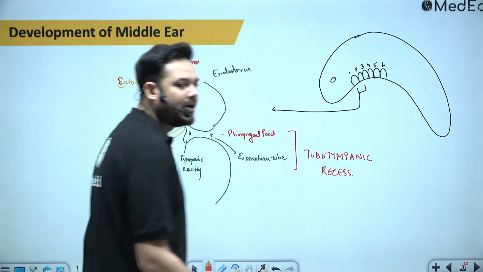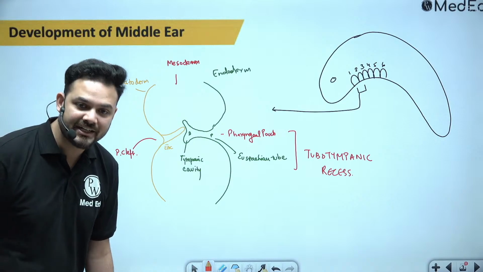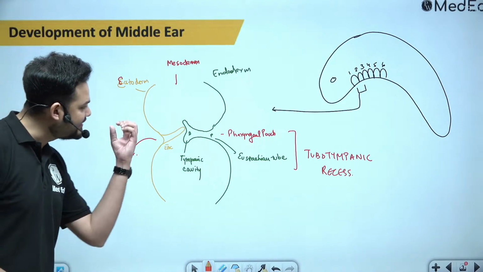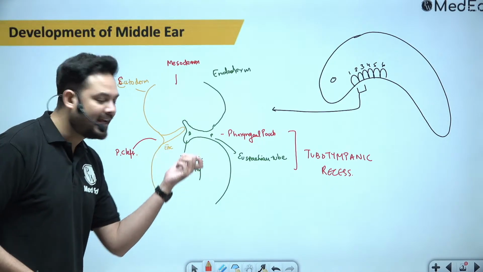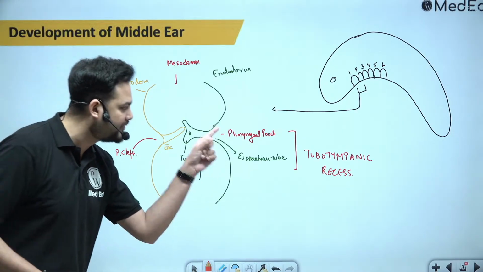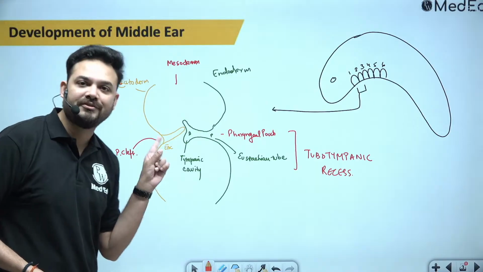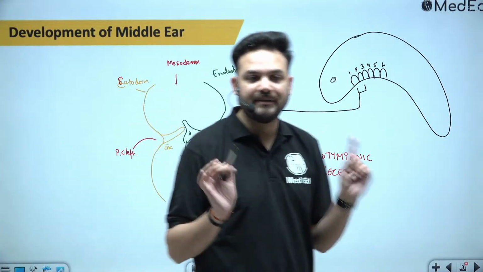So what is the tubo-tympanic recess? It is nothing but our first pharyngeal pouch invagination, which is going inwards and expanding into a distal portion and a proximal portion. The proximal portion of the tubo-tympanic recess forms the future eustachian tube. The distal portion forms the future middle ear cavity, or the tympanic cavity.